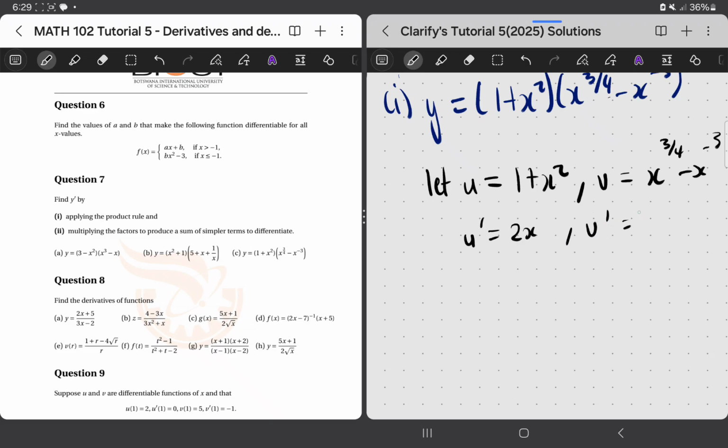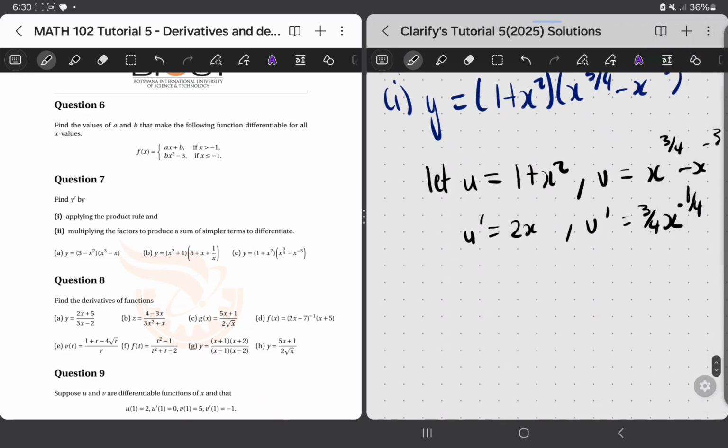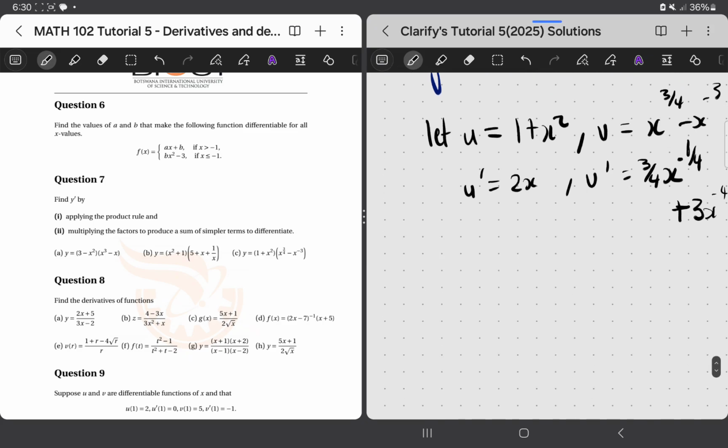v prime is going to be, you drop the power, 3 over 4, reduce it by 1, it's x to the, you just punch in your calculator, okay? You say open bracket, 3 over 4, close bracket, minus 1. What do you get? You're going to get negative 1 over 4. Then for this last one, you drop the power, which is negative 3. You drop it where there was a negative 1, it becomes a plus. So it's going to be a plus 3 now. Then you reduce the power by 1, it's x to the negative 4. You just say minus 3 minus 1 if you're not sure. That's what you must get.